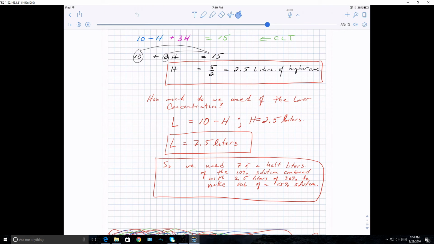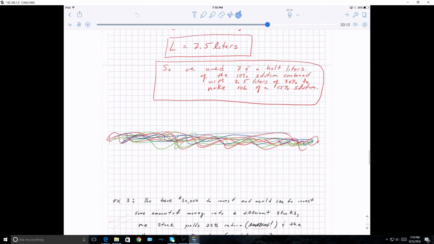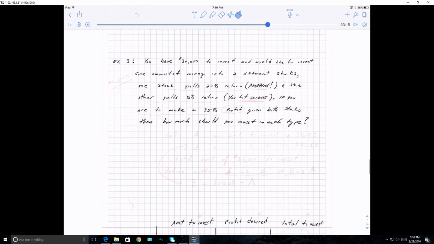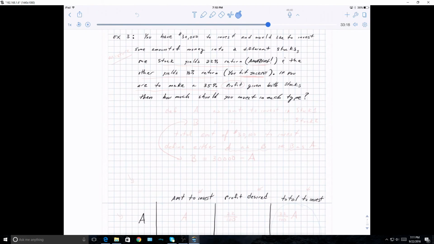Let's move on to example 3. You have $30,000 to invest and would like to invest some amount of money into 2 different stocks. One stock yields 22% return. Holy moly, that's amazing. And the other yields 40% return. Yeah, you just hit jackpot. You can basically find any place to work and retire. So if you are to make a 35% profit given both stocks, then how much should you invest in each type? Now, again, this might not look like it, but it is another type of mixture problem.